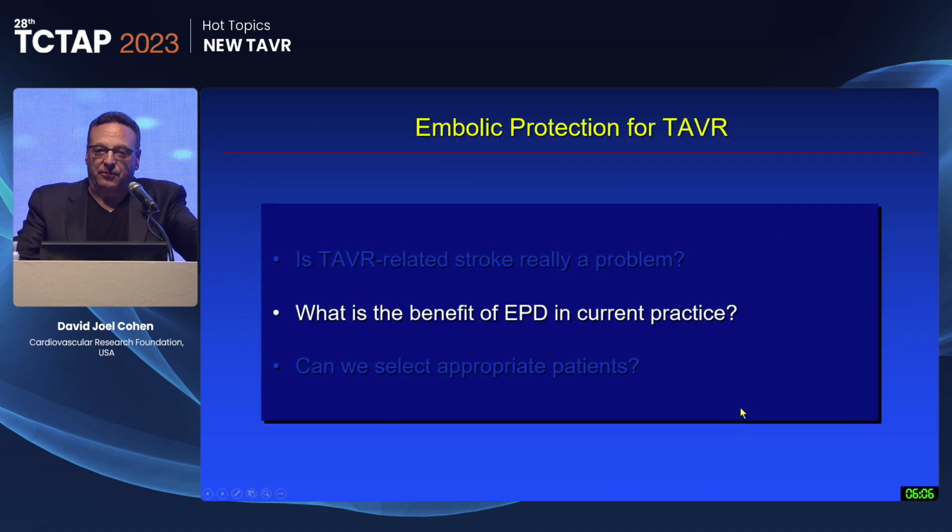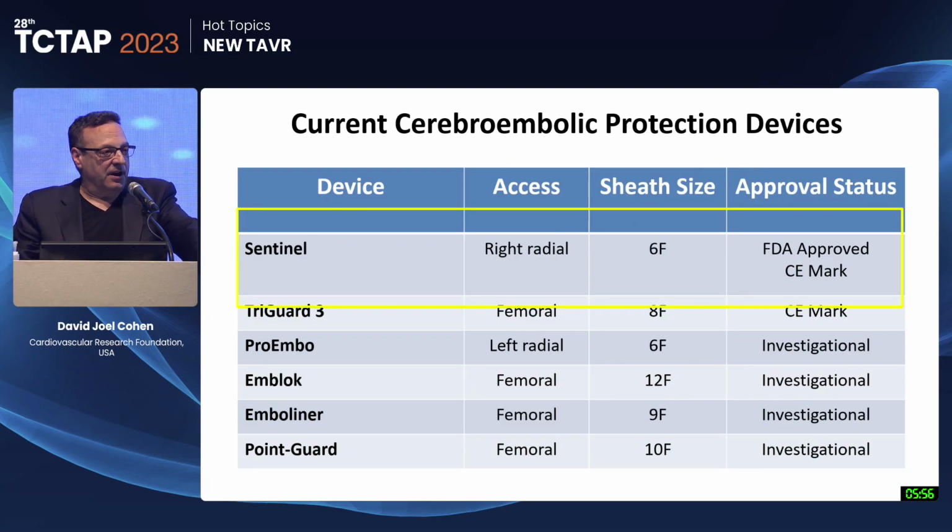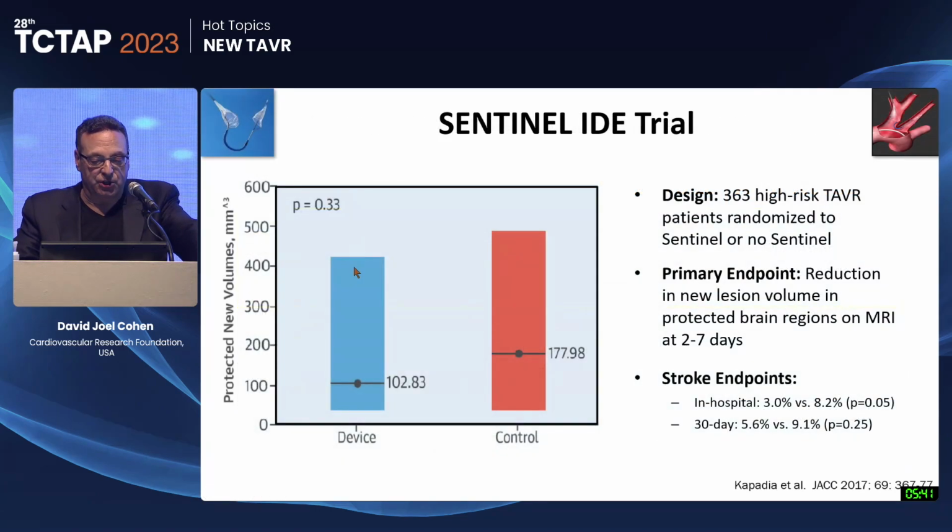So what is difficult to convince people of, or where there still is a lot of room for debate, is what the benefit of embolic protection is in current practice. These are the devices that have been tried. Some of them are available in other countries. The only one that's available in the United States, and the only one that has really undergone meaningful testing, is the Sentinel device, which we've been discussing, the radial access device through a 6 French sheath.